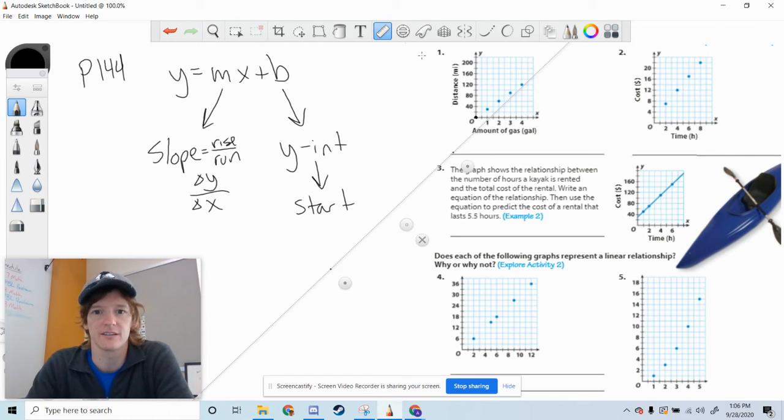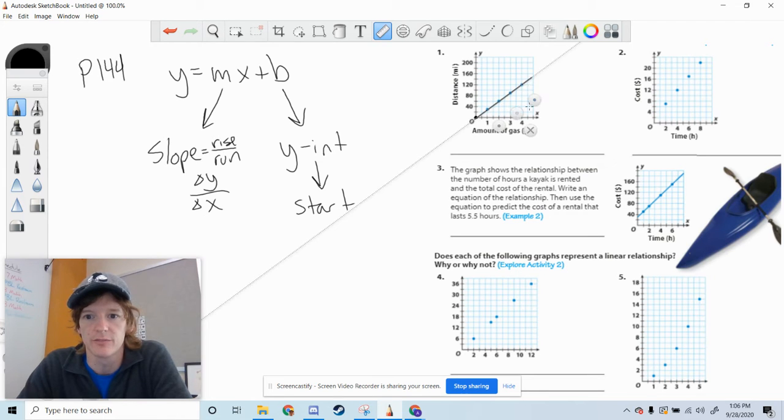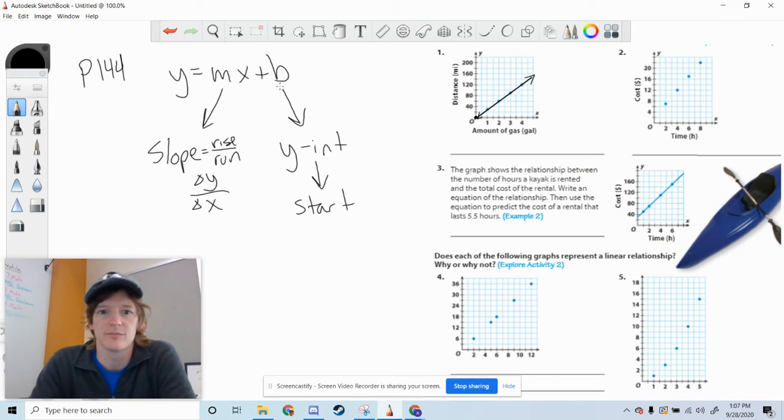And if we connected these dots to make a nice straight line, we'll probably see that this goes through the origin, which means a couple things. It means it's proportional, but it also means our b, our y-intercept in this equation, is 0. So our equation is just y equals mx. Okay, so y equals something x. Now, what do we multiply by?